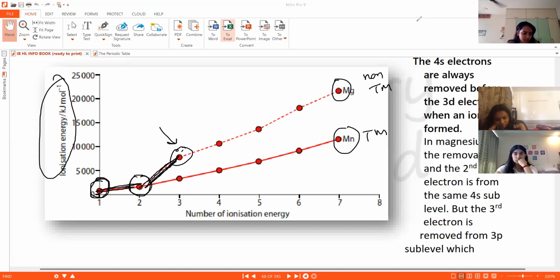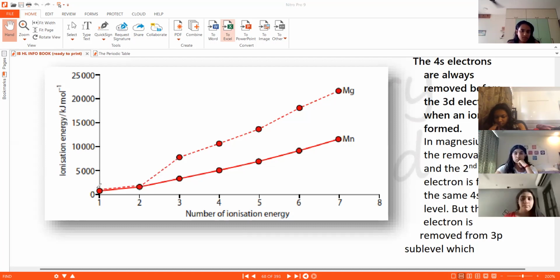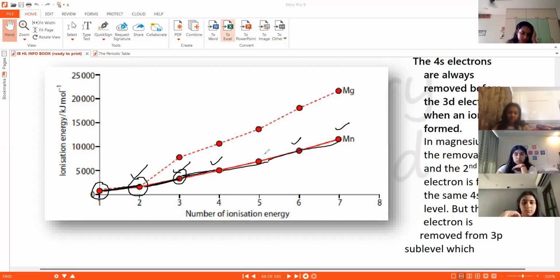But for manganese, there is a small increase between the first, second, and third ionization energies. If manganese can lose a second electron, it can very well lose a third electron also. With a little more energy, it can lose a fourth electron also. This way it can go up to losing 7 electrons. So manganese can be in Mn2+ up to Mn7+.